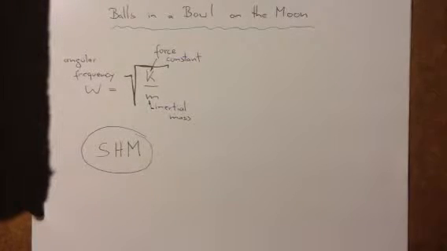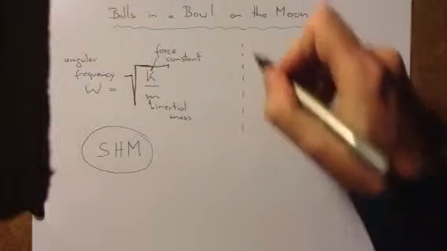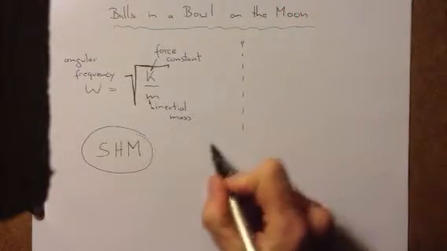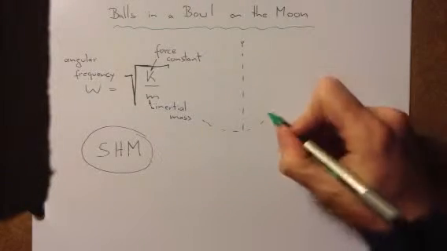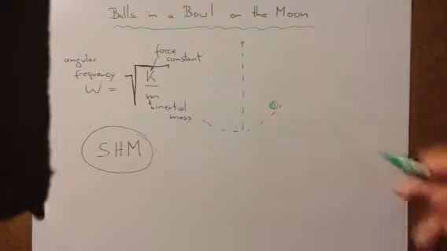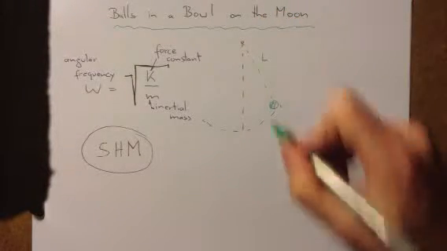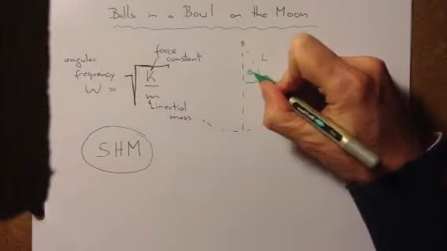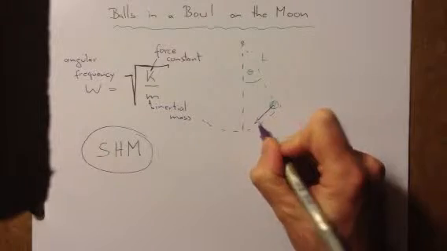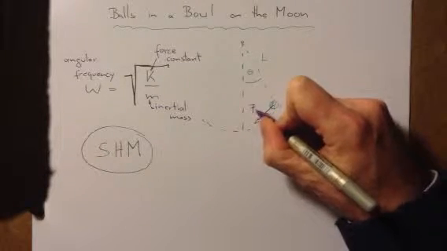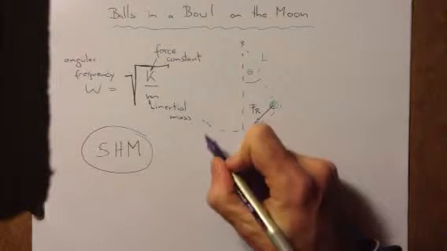Let's draw the situation. We have the origin, which defines the curvature of the ball, and in that ball we have the ball bearing at a distance of maybe L from the origin and displaced by an angle of theta. The restoring force Fr acts tangentially in regard to the curvature.